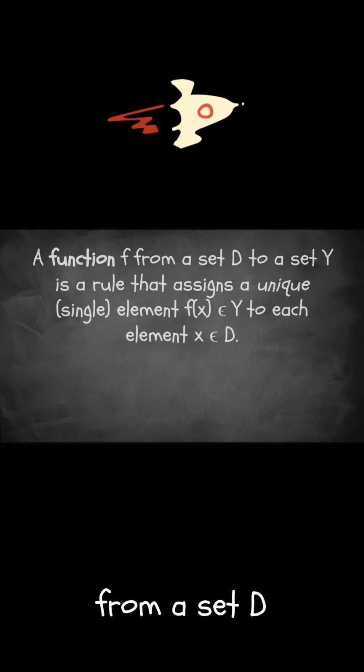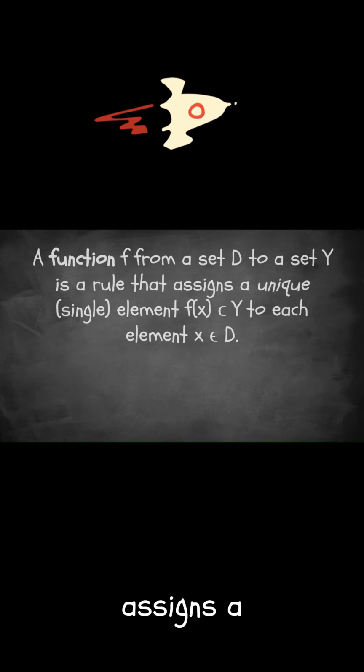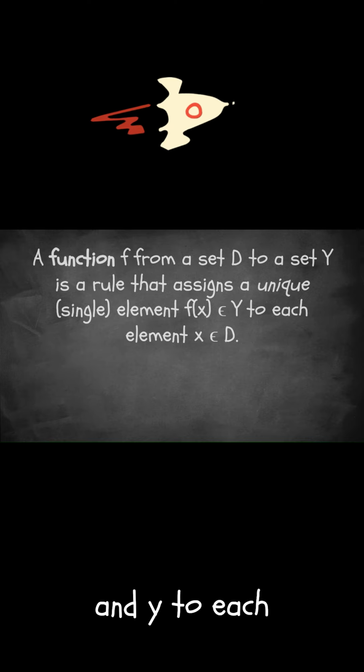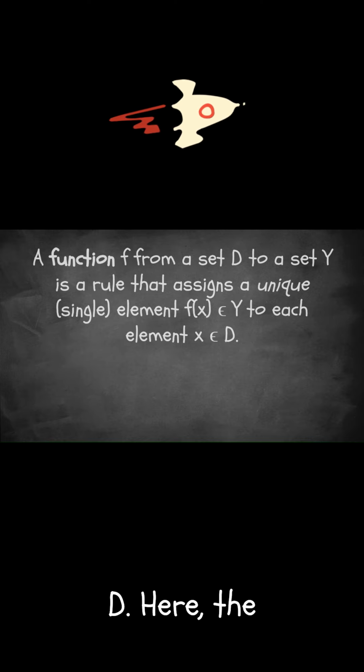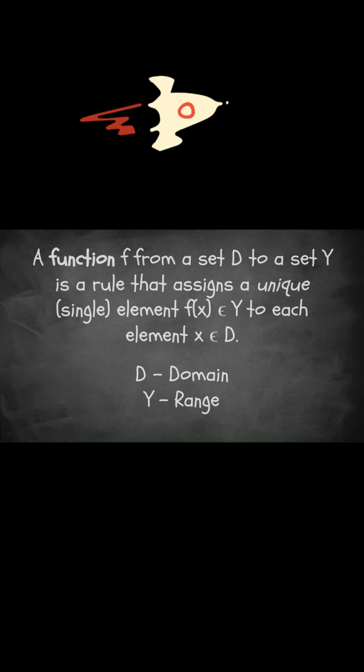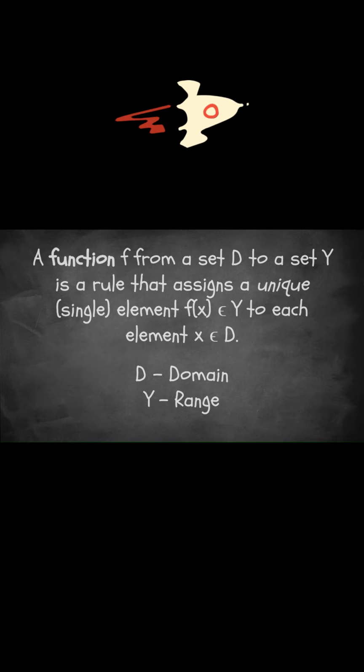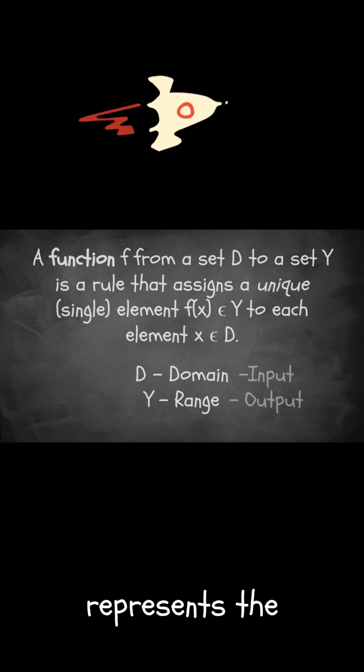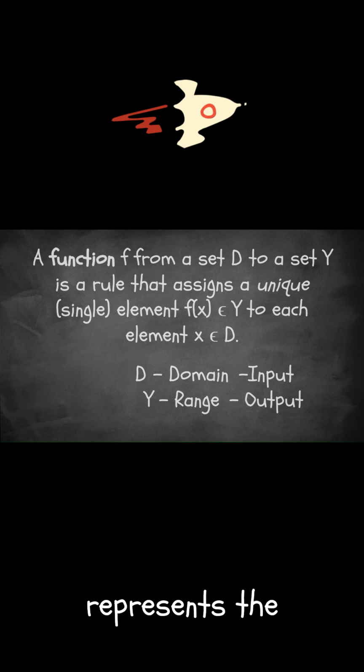A function f from a set D to a set Y is a rule that assigns a unique, single element f of x in Y to each element x in D. Here, the set D refers to the domain, and Y refers to the range. For simplicity, the domain represents the input, and the range represents the output.